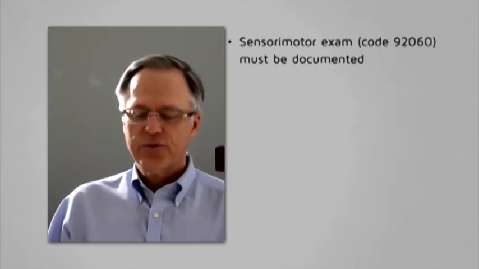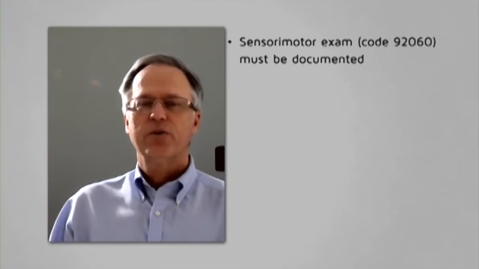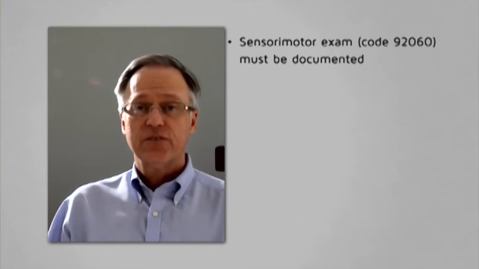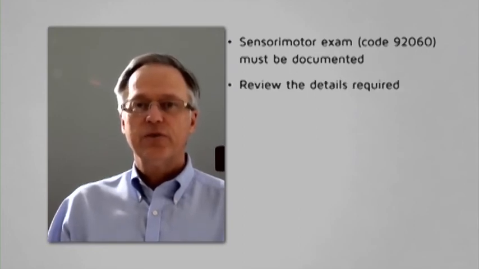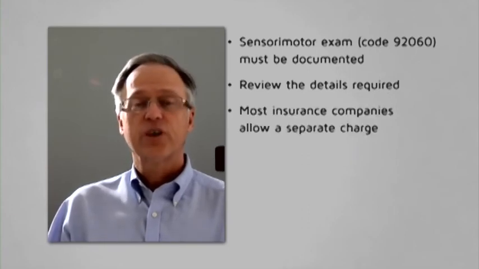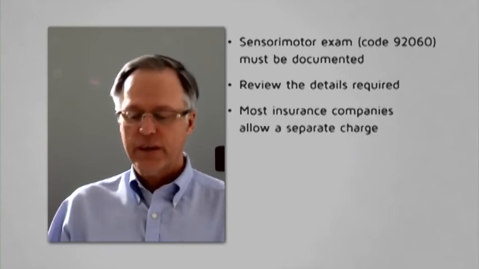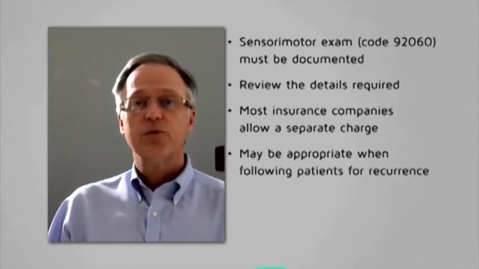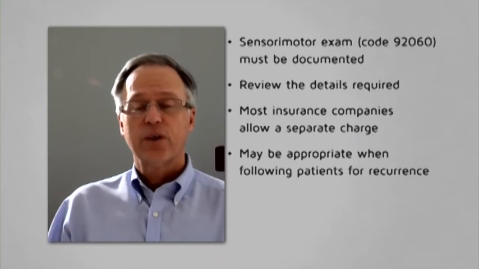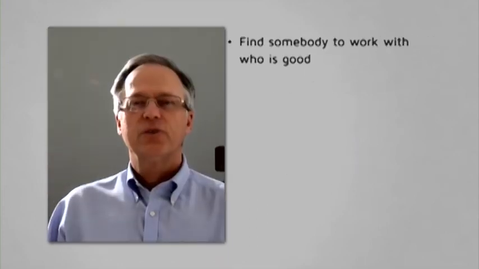Code 92060 is an add-on sensory motor exam. You will need to document that you have ordered this for your patient. Please review the details that were previously mentioned that are required for this exam. Most insurance companies allow a separate charge for this. This exam may also be appropriate in the years to come when following the patients for recurrence. Find someone that you can work with that is good.